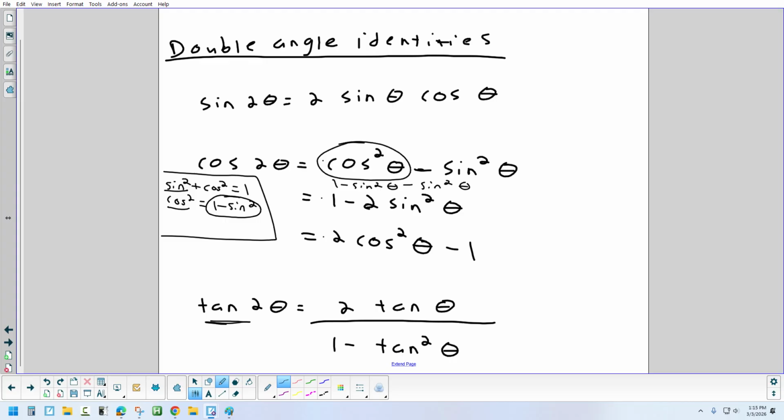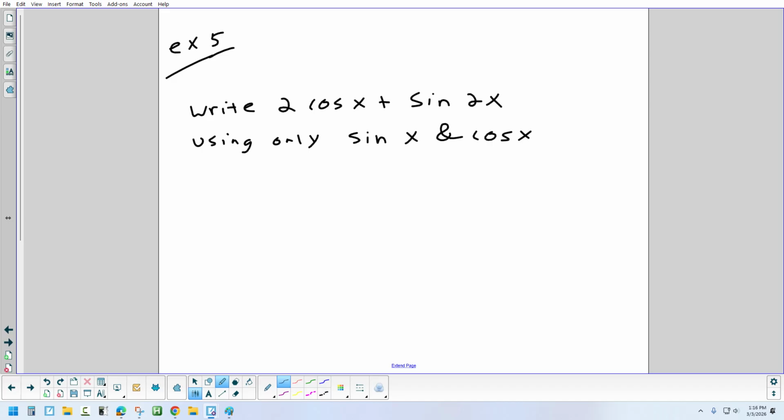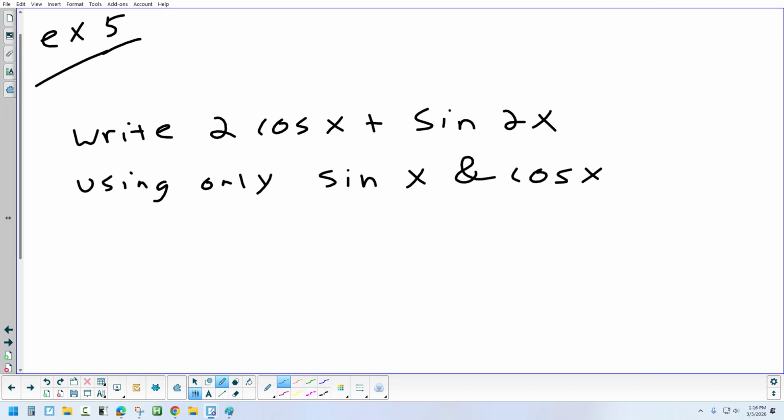All right, so now let's try one. The problem says to write this using only sine and cosine. And when they say only sine and cosine, they mean no numbers next to x in the argument either. So is any part of what they gave you already okay? And we don't need to do anything to it. Yeah, 2 cosine x is perfect. You can have numbers outside the cosine x, just no numbers other than a 1 inside.